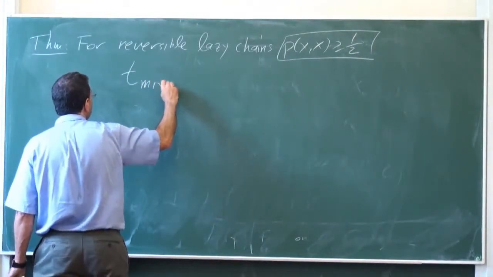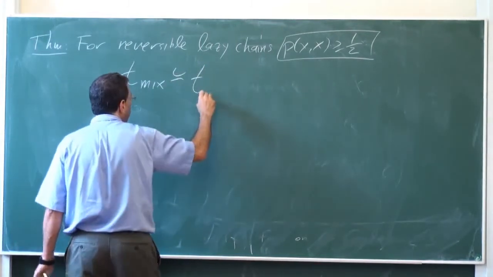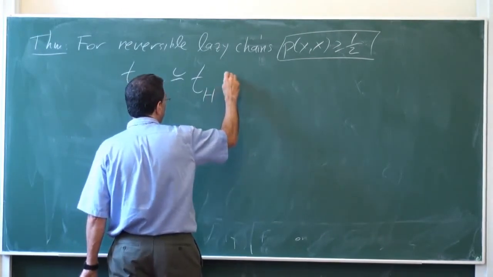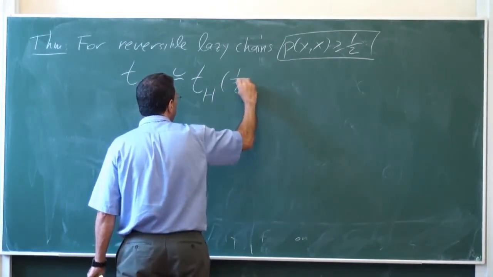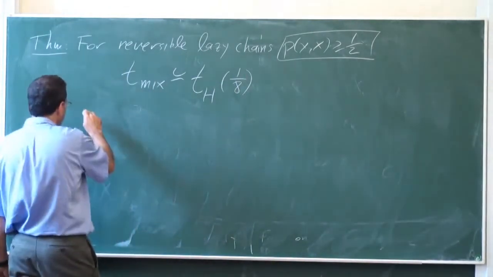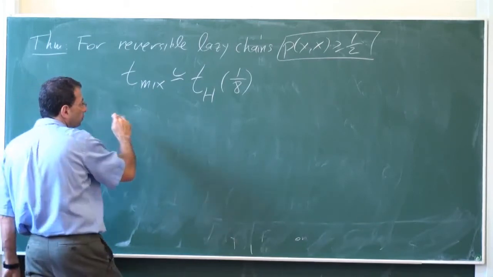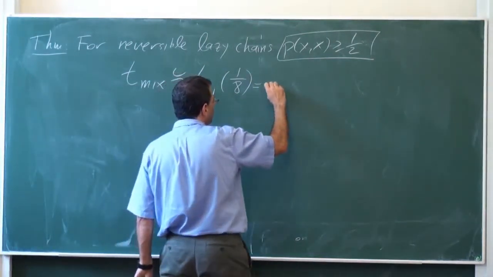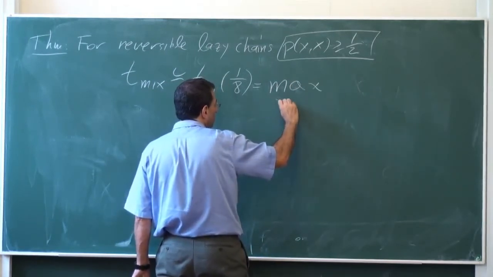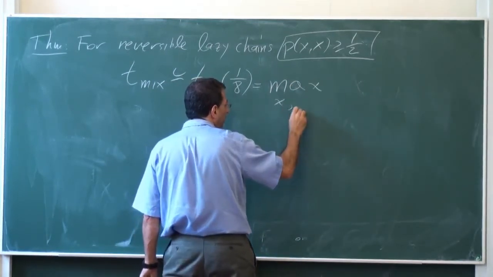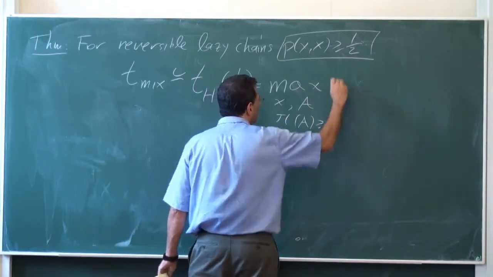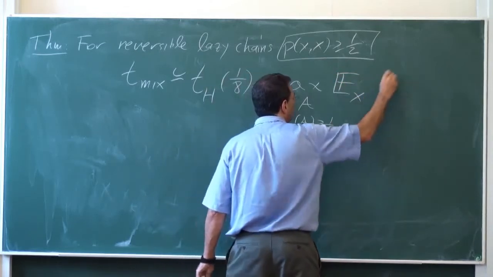The mixing time is equivalent to the hitting time. So I'll write TH of 1/8. And what is this quantity? TH 1/8 is the maximum over all initial states x and sets A where the stationary measure is bigger than 1/8 of the expected time starting from x to hit A.